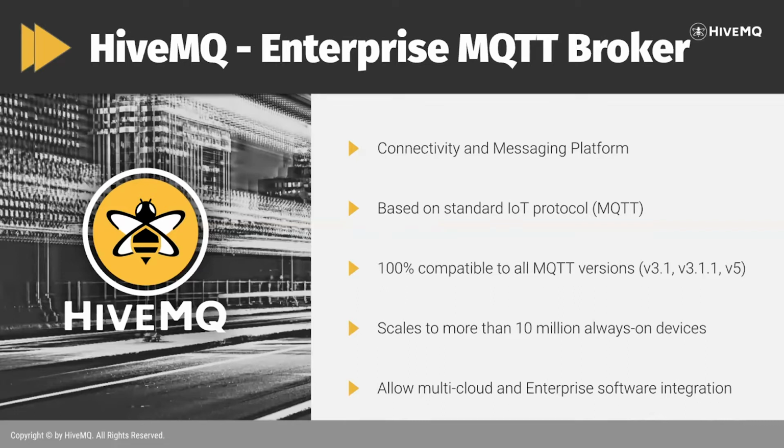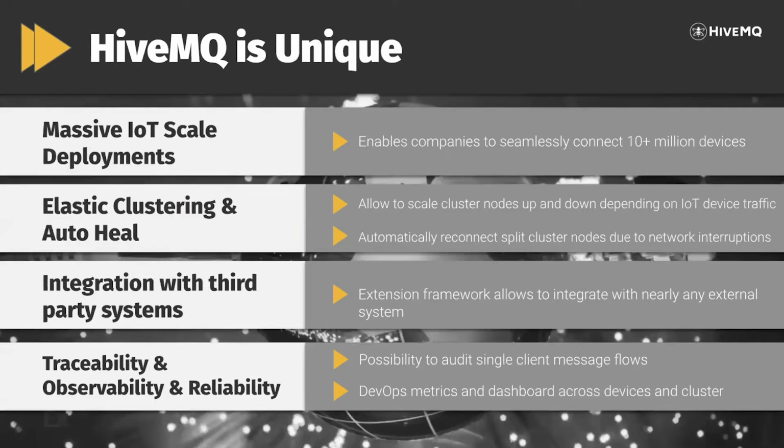Because scalability is such a huge technical challenge for the Internet of Things, HiveMQ itself can scale to more than 10 million always-on devices. If you're interested in this, we also have a benchmark paper on our website that explains what we're doing here with HiveMQ and how you can scale your use case to more than 10 million devices. HiveMQ here is really unique because it faces those challenges and solves them in a unique way.